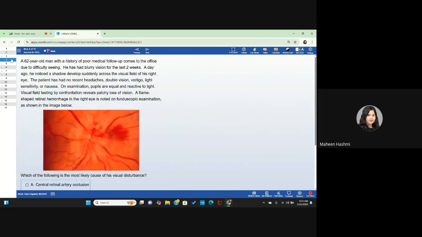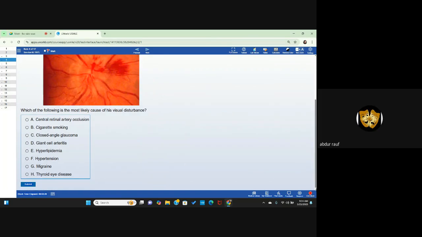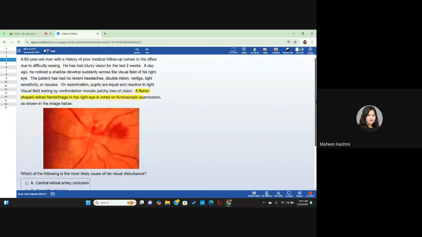All right, we come to the next question. Where do you see flame-shaped retinal hemorrhages? Hypertension. Retinal ischemia. Like chronic hypertension. Hypertension. What else? We see that.